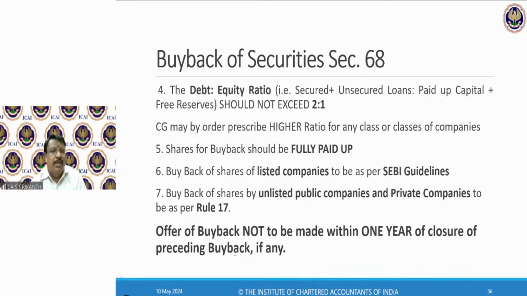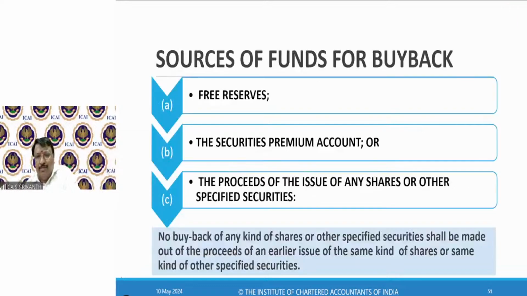The shares for the buyback should be fully paid up, and the buyback of shares of listed companies is to be as per the SEBI guidelines, and unlisted companies based on Rule 17. And once you make one offer for buyback, you cannot make another offer within 1 year. So 1 year should pass from the closure of the preceding buyback.